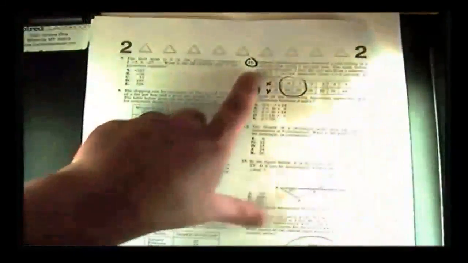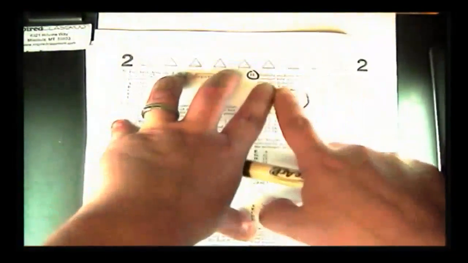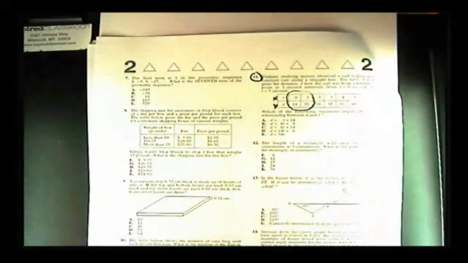On our exam, one that had a table right off the bat. If you take a look at number 11 here, you'll notice that we have a table of values. A student studying motion observed a cart rolling at a constant rate along a straight line. The table below gives the distance, d feet, the cart was from a reference point at 1 second intervals from t equaling 0 to 5 seconds. So here's t equaling 0 to 5, and this is the distance that the cart went. What is the equation represented between d and t?